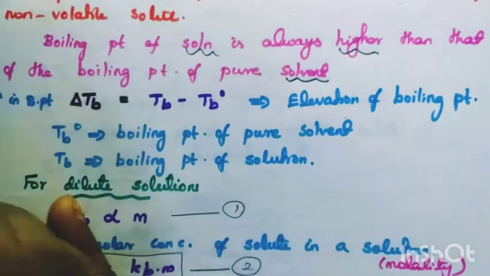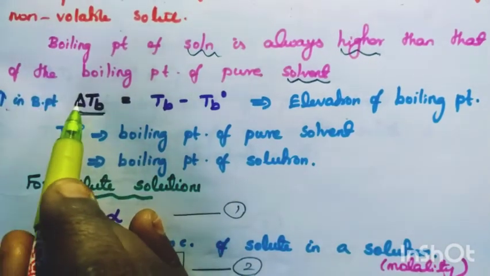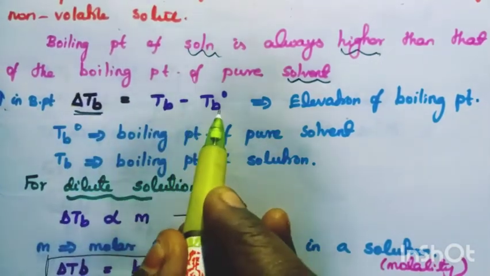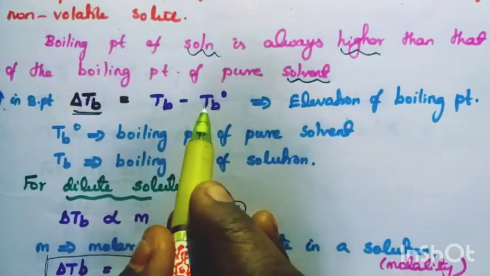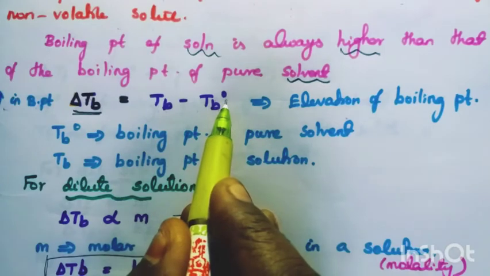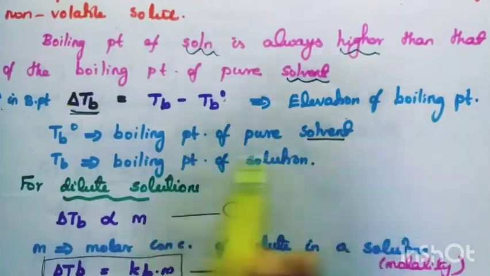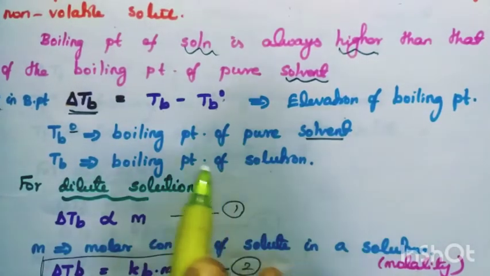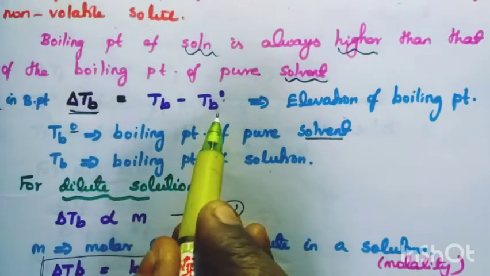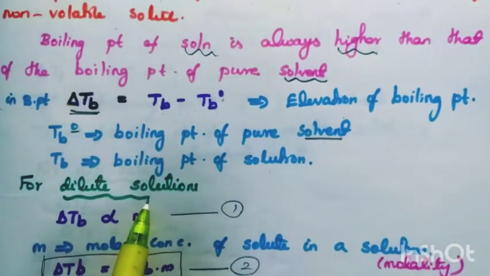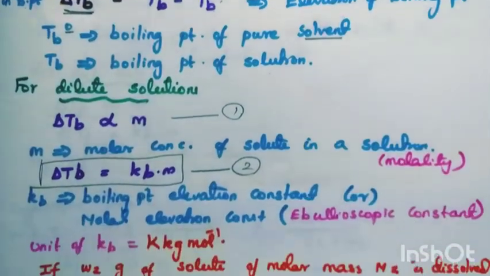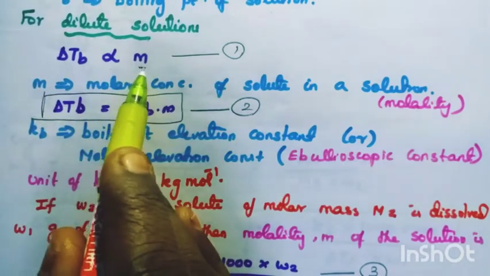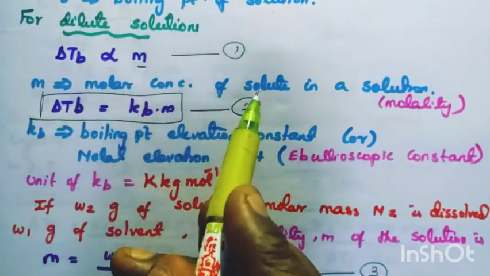So the increase in boiling point, delta Tb, is Tb minus Tb naught. Here the naught represents the solvent and Tb means the solution. So solution minus solvent, since it is higher. For a dilute solution, delta Tb is proportional to m. What is this m? It is the molal concentration of the solute, that is molality.